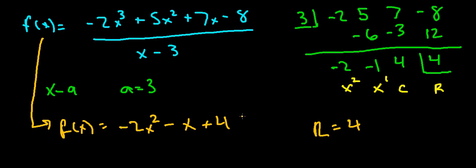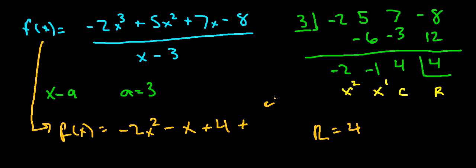or we can write it in as a fraction, because it's just the same as regular division, we can write the remainder as a fraction. So we can do 4 over x minus 3. And it just depends on what you're using this for.